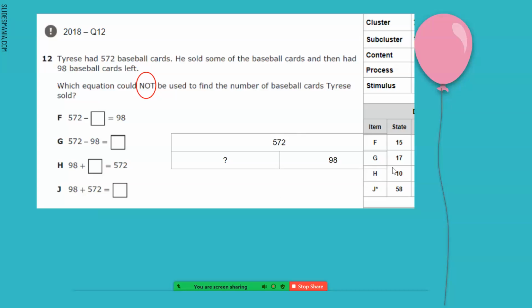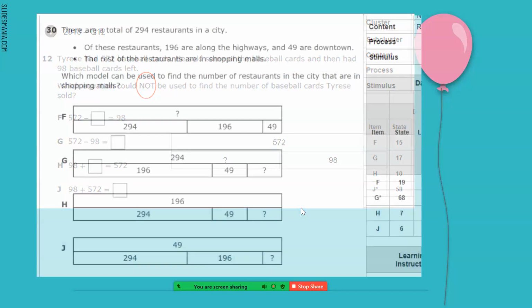I really think on this one, since the answers were all over the place in this state, that students were not picking the not, they were picking one that worked, and all 3 of these worked, and that's why our answers are all over the place. So we have to pay attention to the not in the question, and then building our own strip diagram to help us decide which equations could work. So this is a great think aloud.